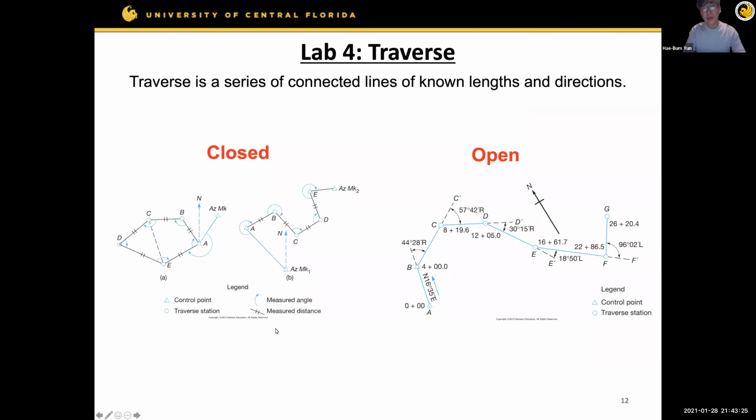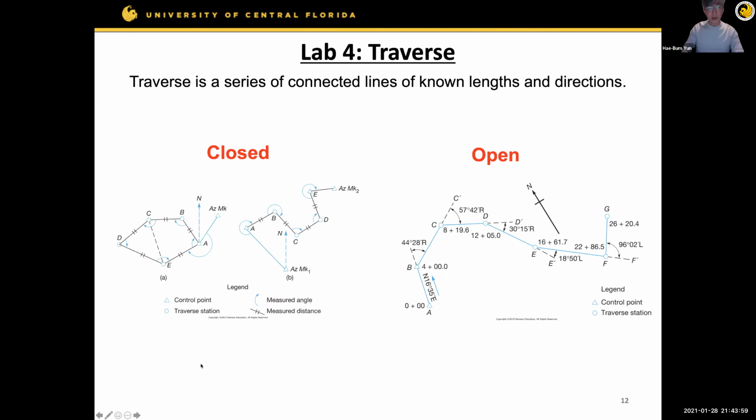Our fourth lab is about a traverse. A traverse is a series of connected lines of known length and direction, particularly measured as an angle. We have two types of traverse. One is a closed form and the other is an open form. This is a closed form and this is an open form. Closed form or open form, we can do both.